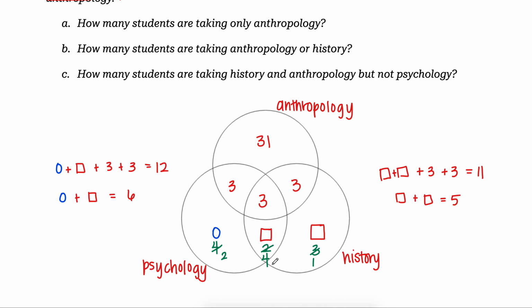So if I keep what I have here, the 2, the 4, the 1, in history, 4 plus 1 plus 3 is 11. For psychology, 4 plus 2 plus 3 is 12. So I'm good. So now let me go answer parts A, B, and C. Part A says, how many students are taking only anthropology? Only anthropology, 31 students.